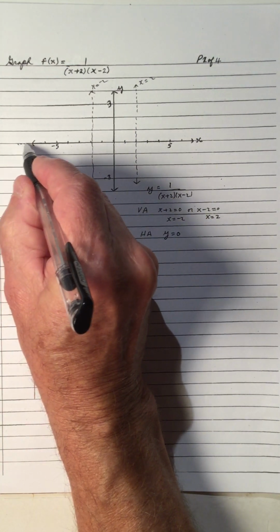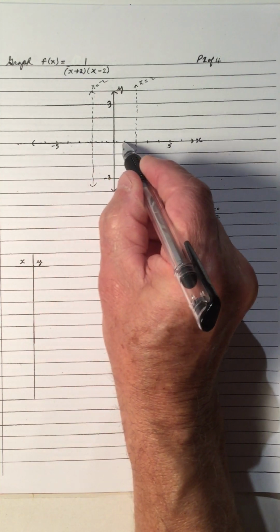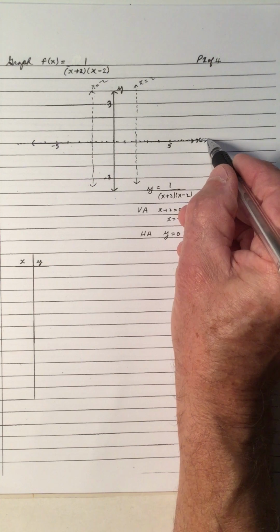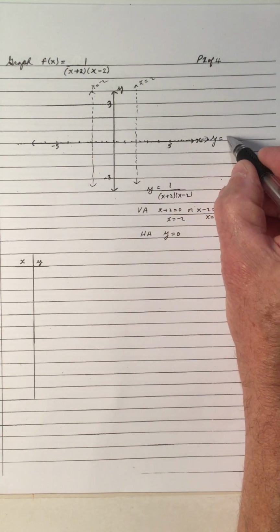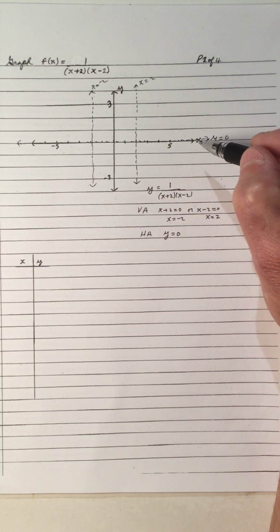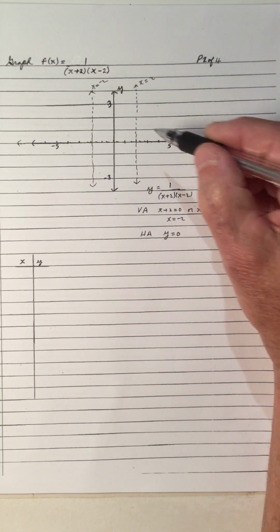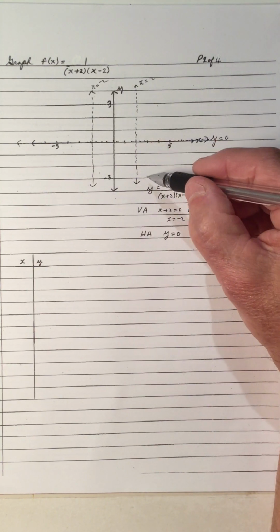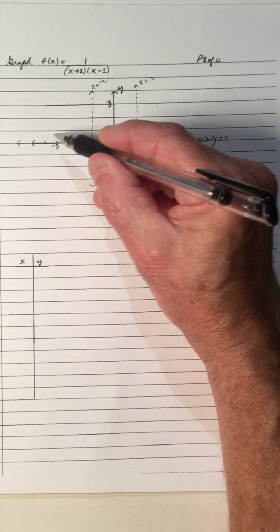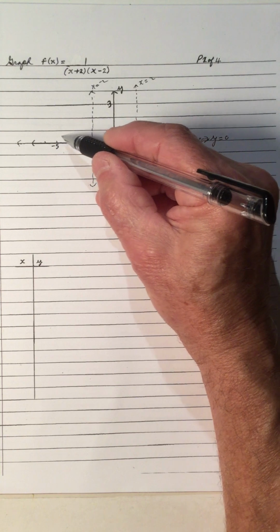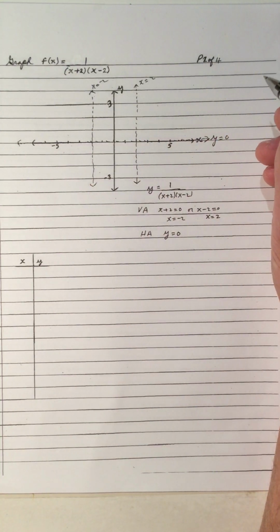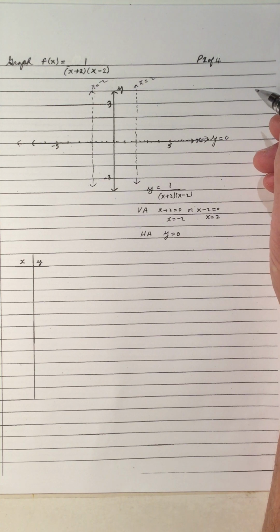So let me put a dotted line through here. This is y equals 0. That means that as x goes to infinity, y will approach 0, so it either goes this way or this way. As x goes to negative infinity, the y value goes to 0, either here or here. So let's decide that further.